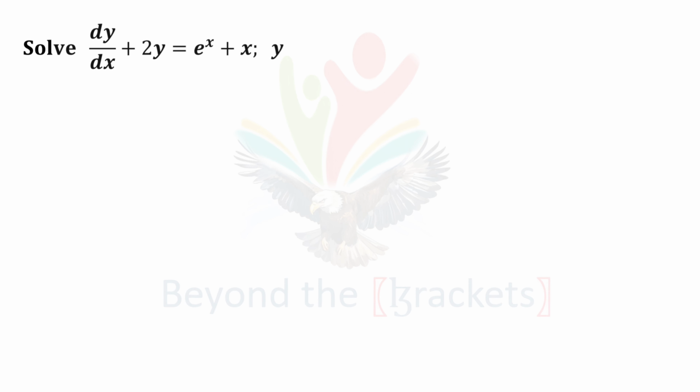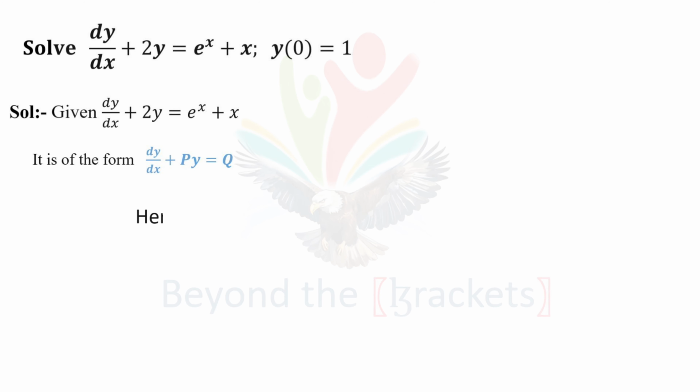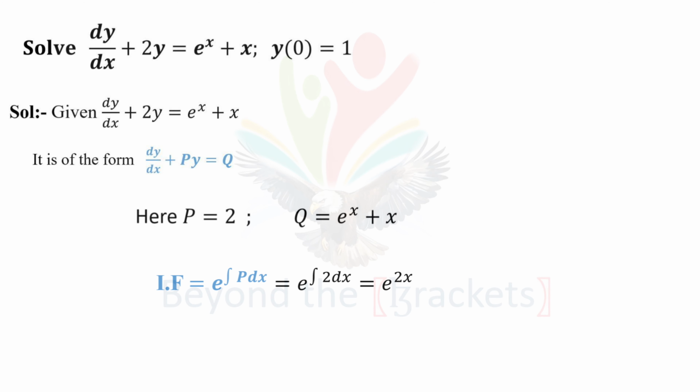Moving on to the next question. Again, the given differential equation is in the standard form dy by dx plus py is equal to q, where p is the coefficient of y, that is 2, and q is the right hand side, that is e power x plus x. Integrating factor is given by e power integration of p with respect to x, that is 2 with respect to x, so it becomes e power 2x.